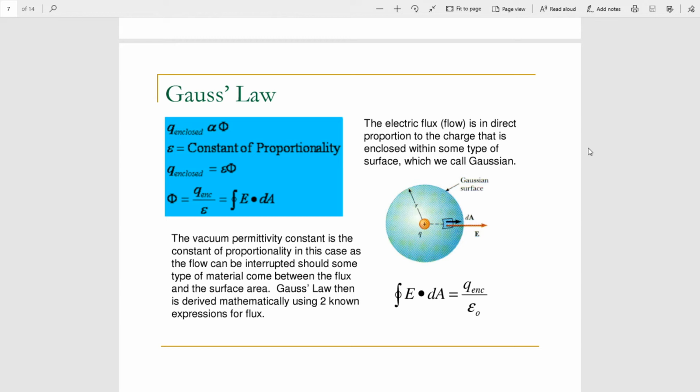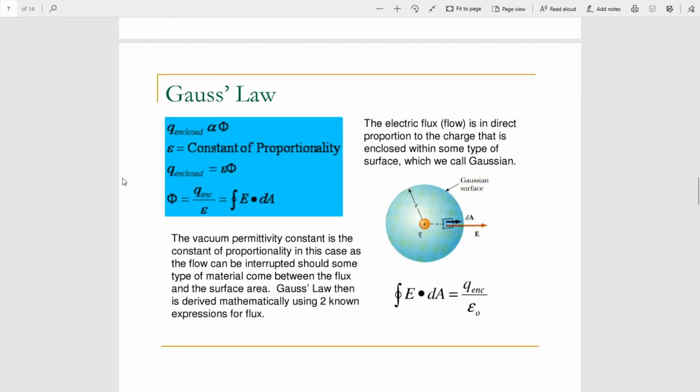So we represent that with a constant of proportionality, represented as epsilon, which in this case means the permittivity of free space, or a vacuum. If you were to suck all the air out of your experimental area, then how much permittivity, how much a vacuum with no air in it would allow your energy to flow, is based on your constant of proportionality, epsilon.